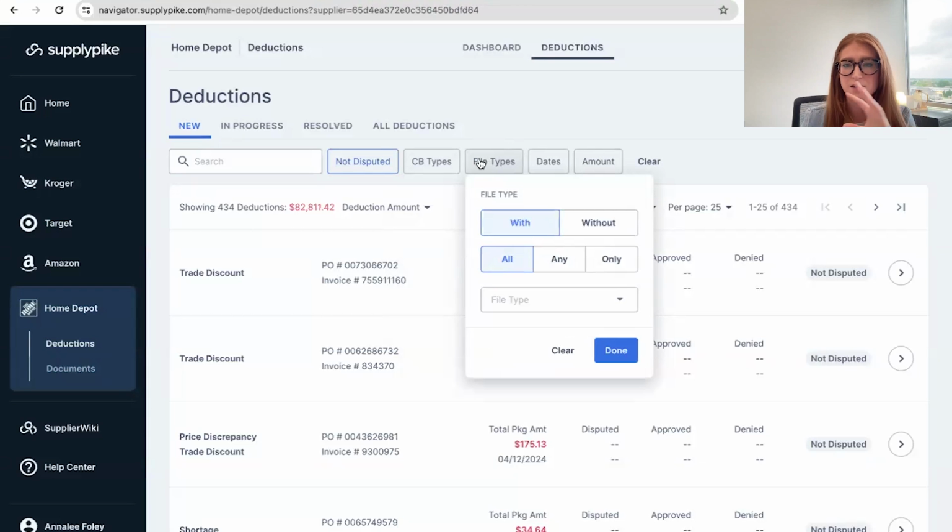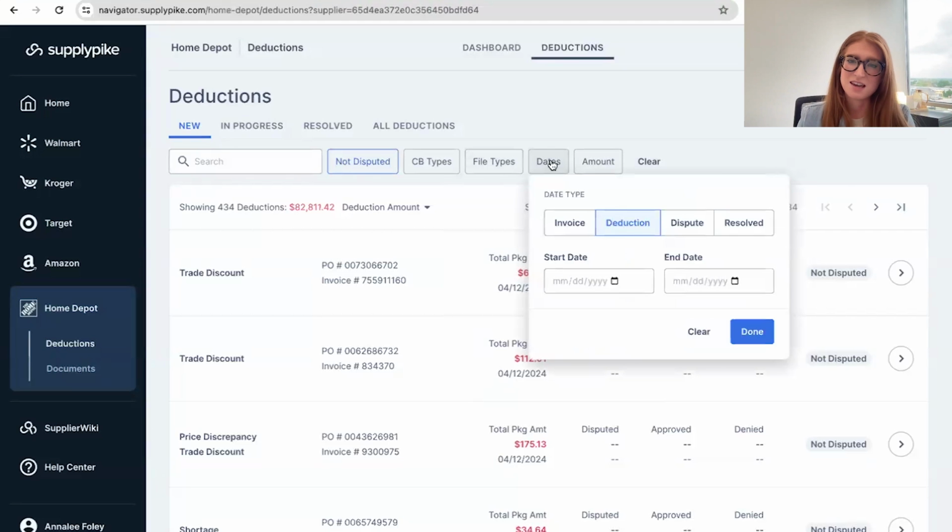So you'll see all, any, and only. So if you wanted to look at any that have a BOL, or ones that only have a BOL or only have an invoice, or without, all of the tools that you could possibly want to drill down to exactly what you want to see. And then dates, same thing. So you can filter down by invoice date, deduction date, dispute resolve, which come into play more so on the other tabs there, but really great tools to kind of understand, or if you're trying to track something down, or kind of how we were talking about on the dashboard, if you're wanting to look at a specific time period, these filters are going to be really helpful.